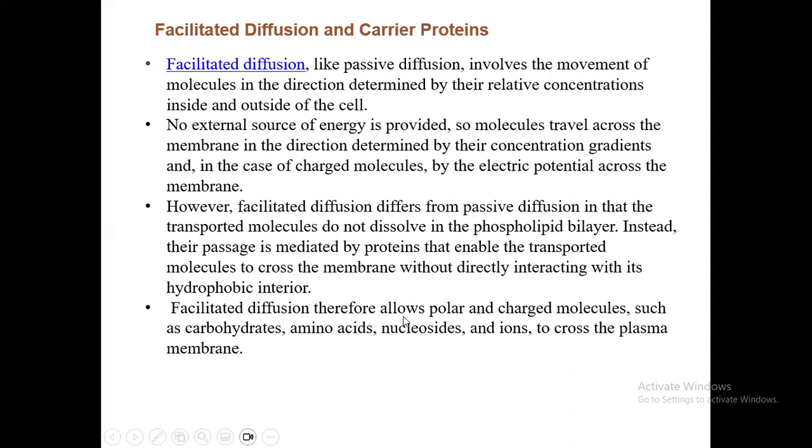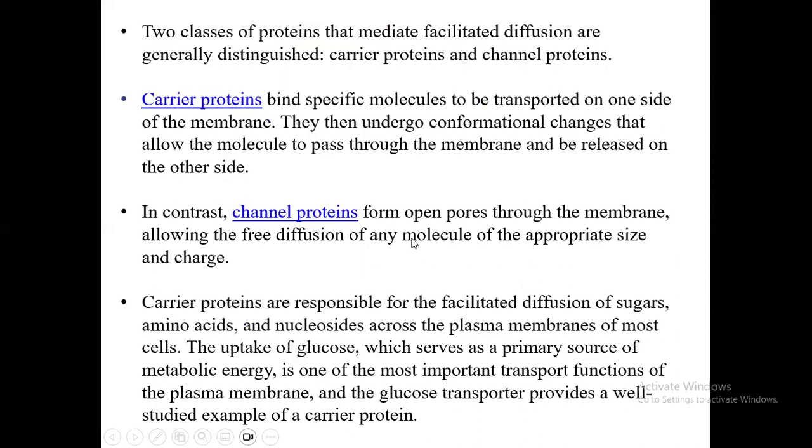Facilitated diffusion therefore allows polar and charged molecules such as carbohydrates, amino acids, nucleosides, and ions to cross the plasma membrane. Two classes of proteins that mediate facilitated diffusion are recognized. That is the carrier proteins and the channel proteins.